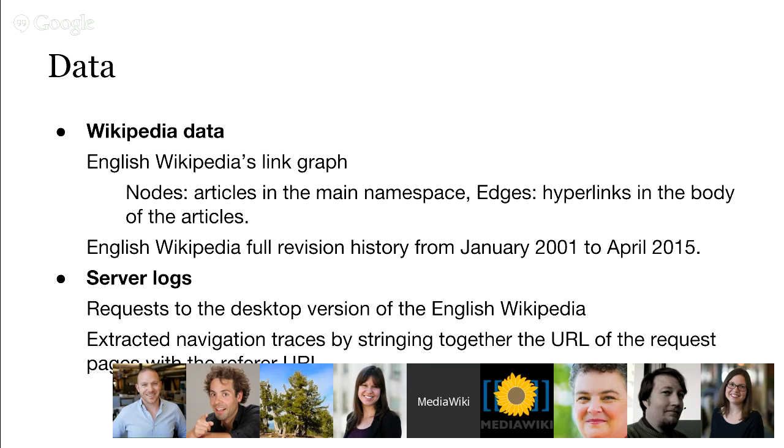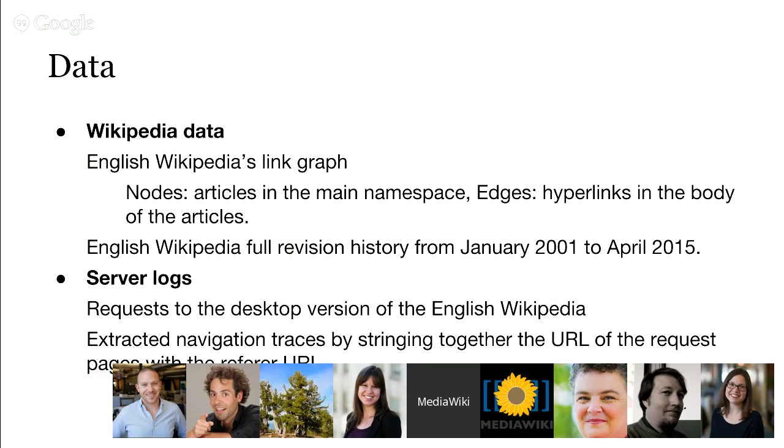So we used 2 major data sets. One is the Wikipedia data itself. We looked at the link graph of Wikipedia. The edges are the hyperlinks that are connecting the pages, and the vertices or nodes are the main namespace articles. We also looked at the full revision history of English Wikipedia from 2001 to 2015.